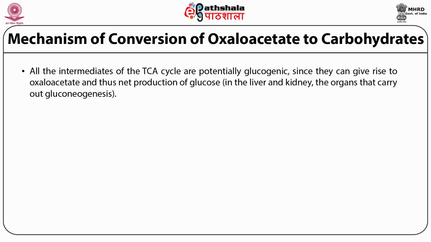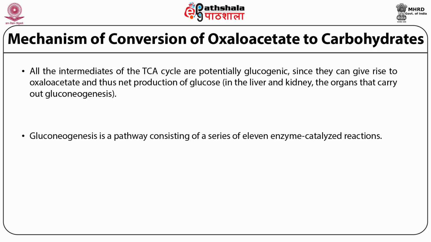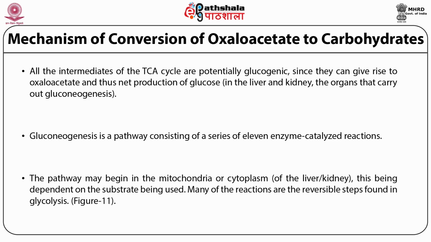If you see the mechanism of conversion of oxaloacetate to carbohydrate, gluconeogenesis is a pathway consisting of a series of 11 enzyme catalyzed reactions. The pathway may begin in the mitochondria or cytoplasm of the liver or kidney, this being dependent on the substrate being used. Many of the reactions are the reversible steps found in glycolysis.